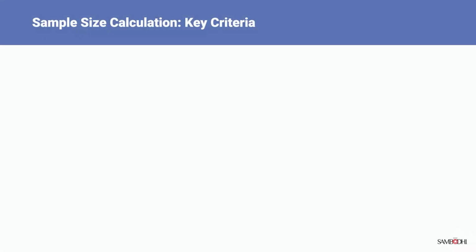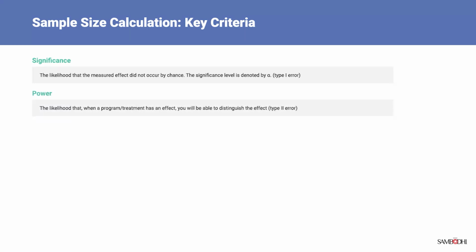The calculation of sample size depends upon some key factors, which include significance, the likelihood that the measured effect did not occur by chance. Significance level is denoted by alpha, which is the type 1 error. Power, the likelihood that when a program or treatment has an effect, you will be able to distinguish the effect, which is type 2 error.